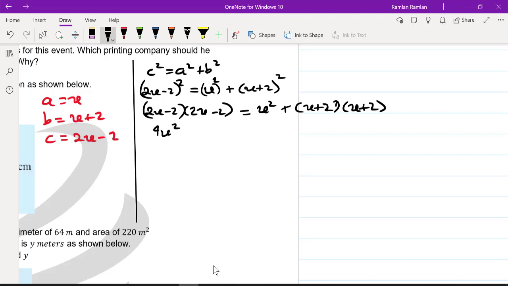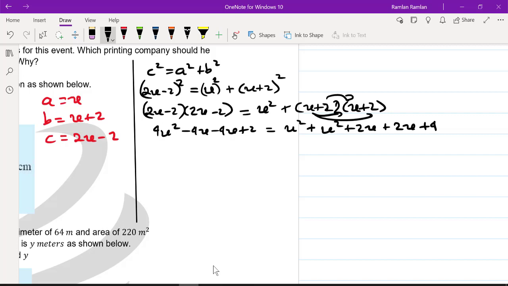This will be 4x squared minus 4x minus 4x plus 2, and on the right side the x squared doesn't change. This becomes x squared plus 2x plus 2x plus 4, right? So we do this, right? 1 2 3 4. Okay, I'm not going to slow it down for you guys because you already know how to do it. Okay, now simplify each of the expressions.